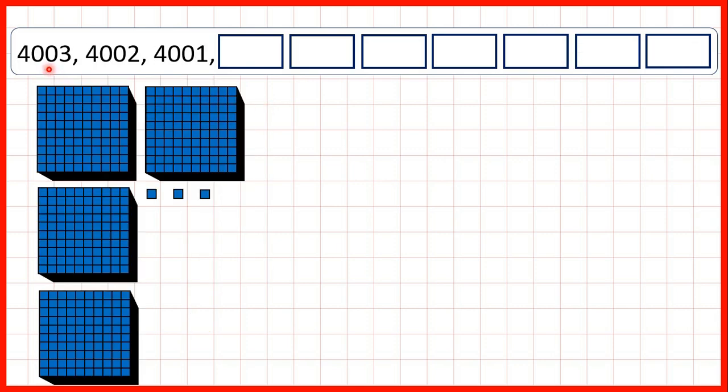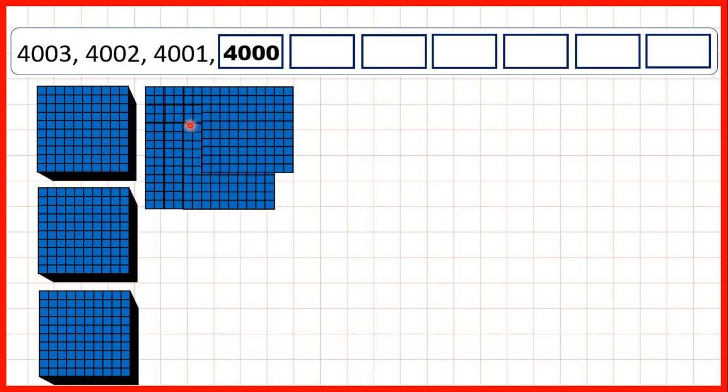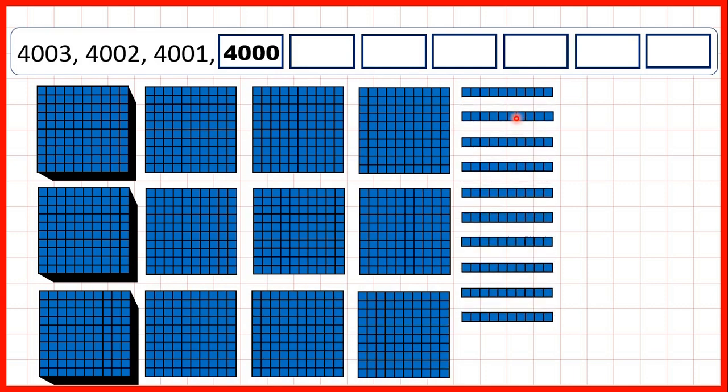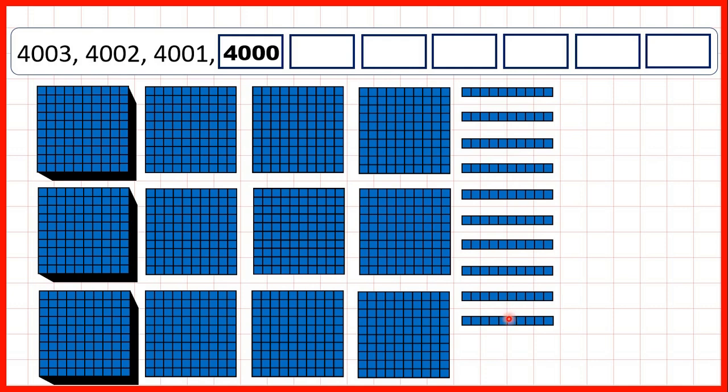So now let's try counting back from 4003. Next we have 4002, 4001, 4000, but now to take one away, we need to do lots of exchanging. First, we can exchange one of our thousands blocks for 10 hundreds, then exchange one of our hundreds for 10 tens, and then exchange one of our tens for 10 ones.